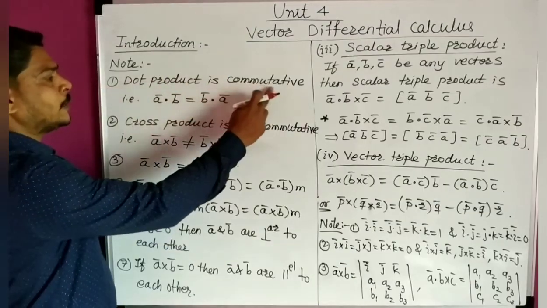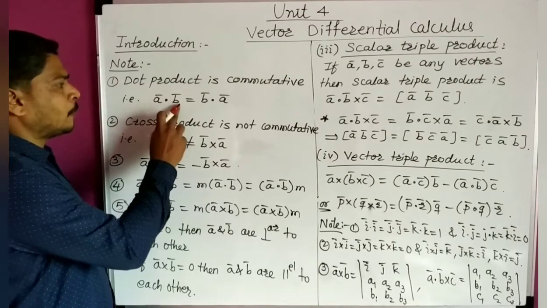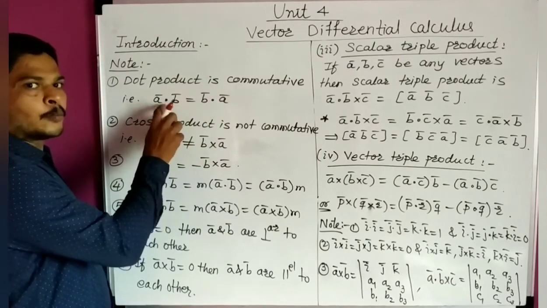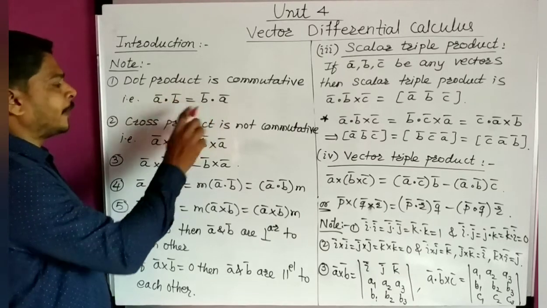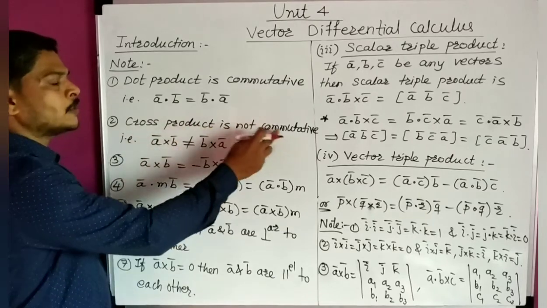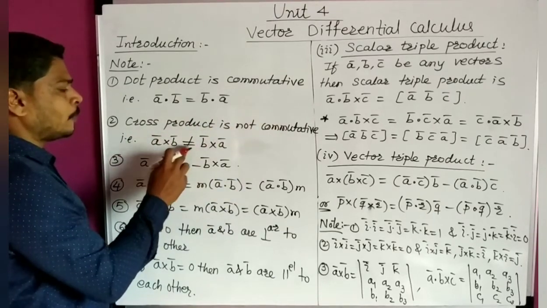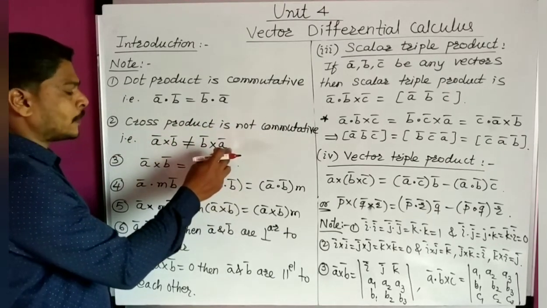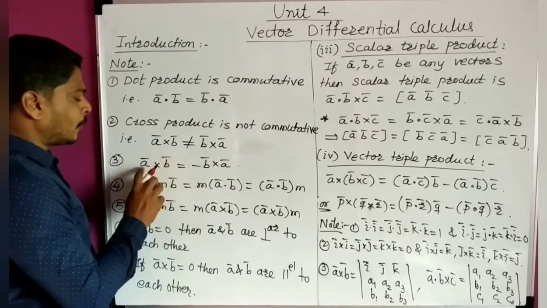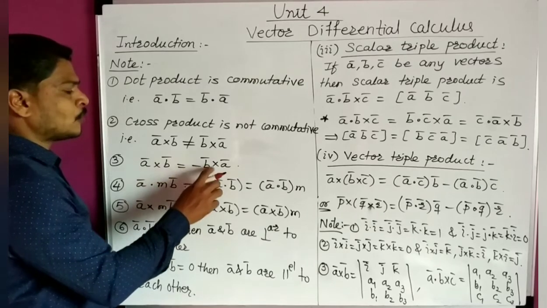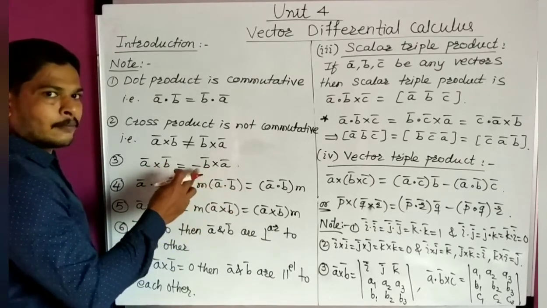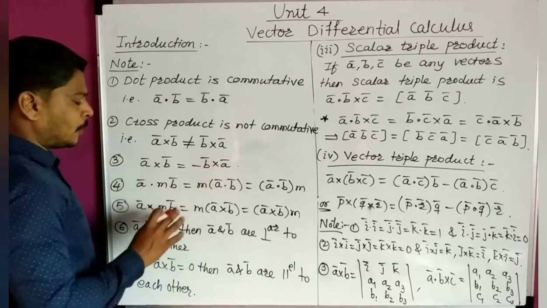Dot product is commutative, that means a bar dot b bar is equal to b bar dot a bar. So in dot product we can change the order of vectors, which is not true for cross product because cross product is not commutative. A bar cross b bar is not equal to b bar cross a bar. What are the changes if we interchange the vectors? A bar cross b bar becomes minus of b bar cross a bar. So magnitude is same but direction is opposite.